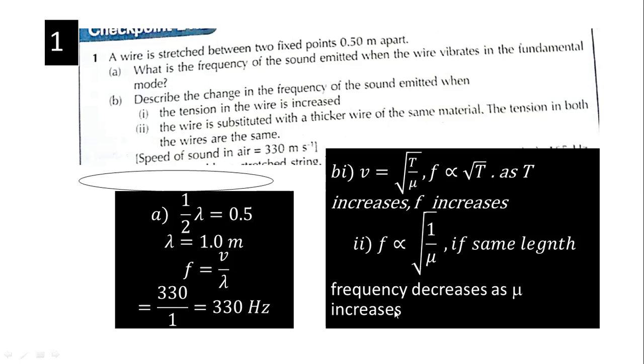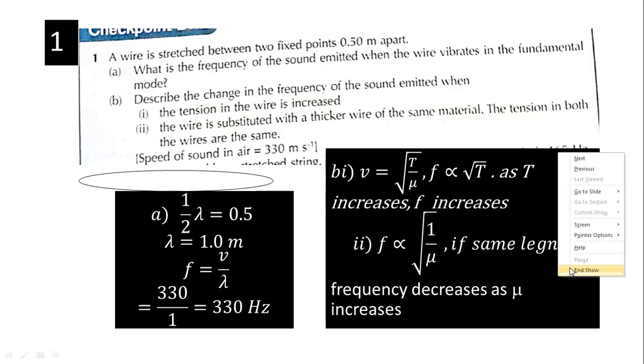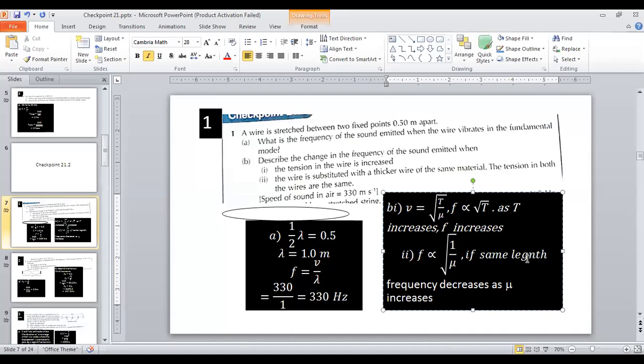Can or not? Thicker means it's heavier. Heavier, thicker means heavier. So it means that your mu will increase. Mass per unit length will increase. Thicker means heavier, same length.